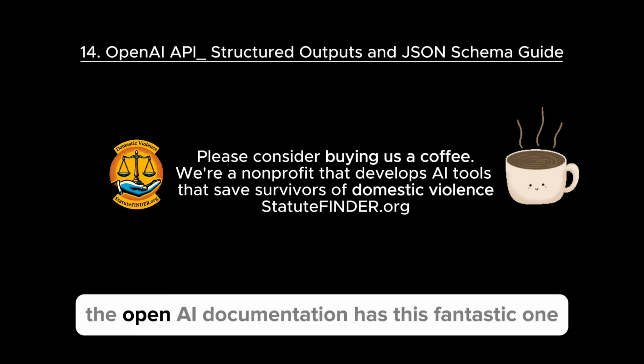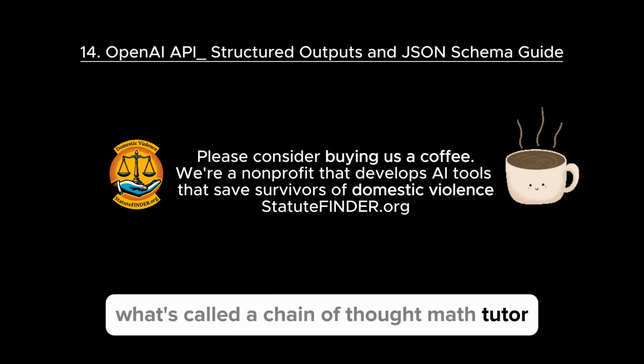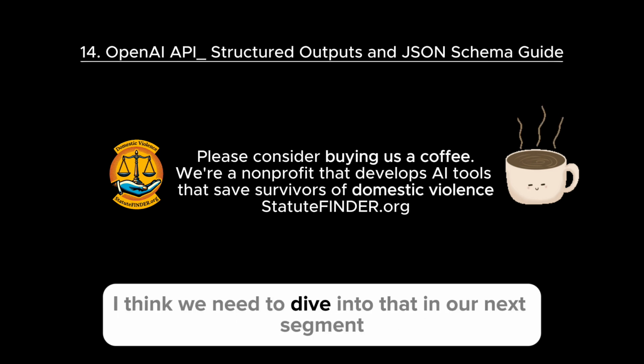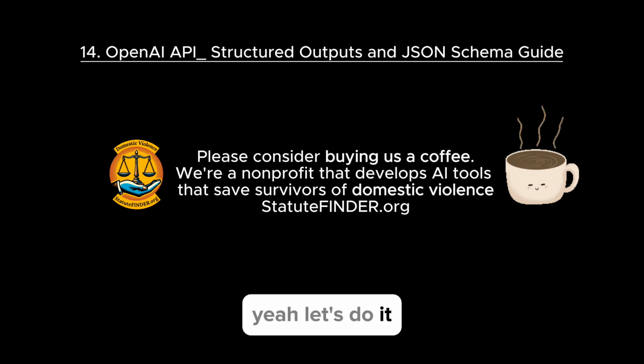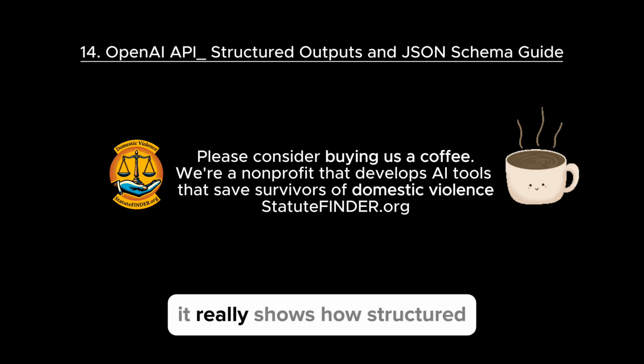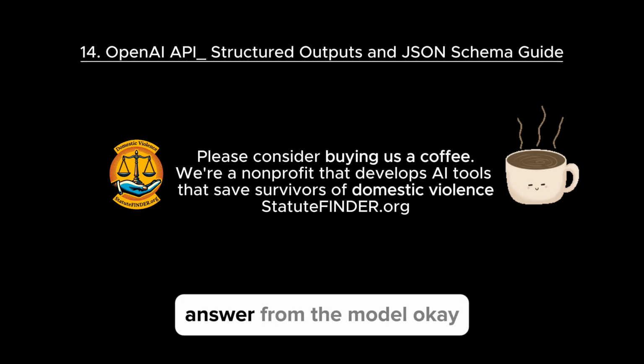And luckily, the OpenAI documentation has this fantastic one using what's called a chain of thought math tutor. Okay, that sounds intriguing. I think we need to dive into that in our next segment. Let's break down that code and see how it all comes together to create this math tutor. Yeah, let's do it. So this math tutor example, it really shows how structured outputs can be used to get more than just a simple answer from the model.